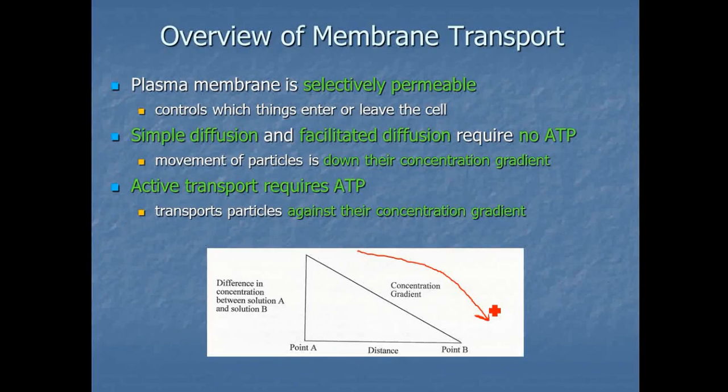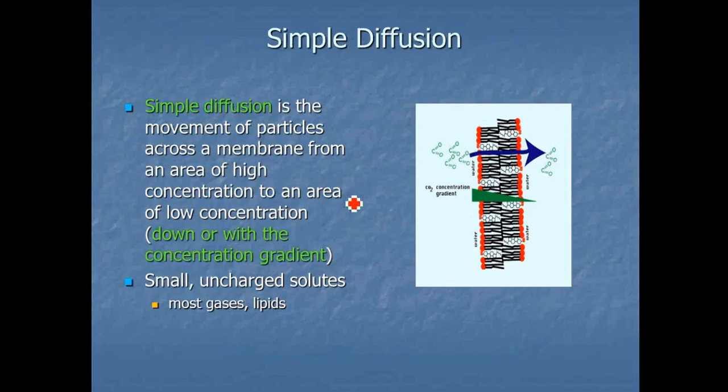In contrast, active transport requires ATP because it's going to move a solute from low concentration to high concentration, against that concentration gradient. And that's going to require an input of energy, usually in the form of ATP. So simple diffusion, by definition, is the movement of particles or solutes across the membrane from an area of high concentration to an area of low concentration. And the only things that can move across the membrane are things that are small and uncharged. So gases and lipids.